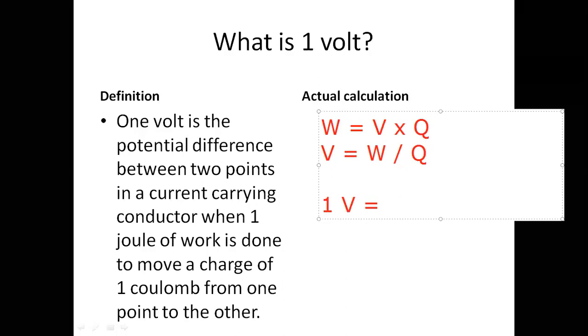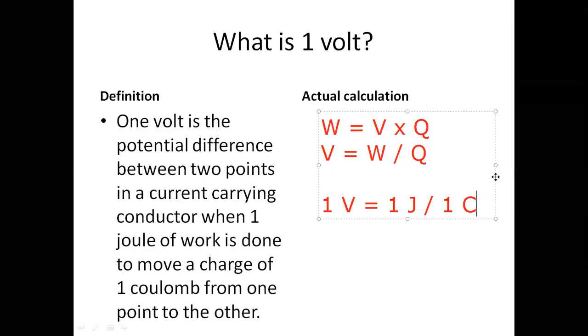What is the unit of work? Joule. So we have to write down 1 joule. And coulomb, what is the unit of electrical charge? Coulomb, 1 coulomb. Okay, so that is the relation we have. We need to define 1 volt. 1 volt is equal to 1 joule by 1 coulomb. So just use the formula, give all the values as 1 and define it.